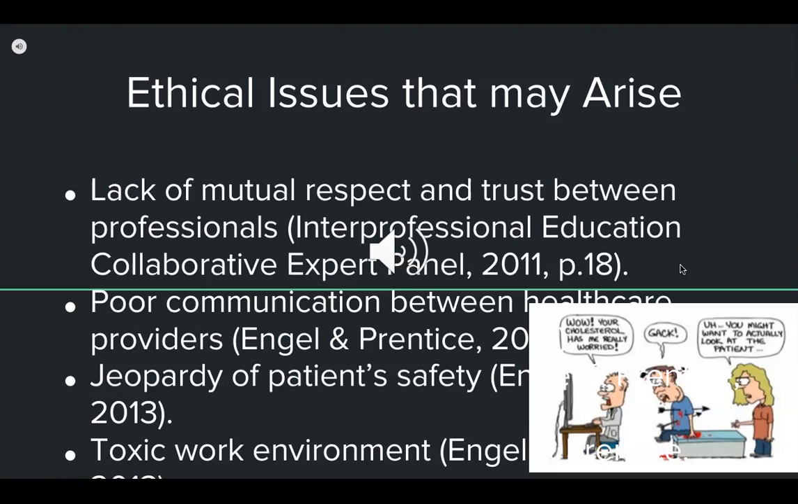Also, all of the above mentioned factors could contribute to a toxic work environment, and issues such as different perspectives about patient outcomes, power struggles among the team members, lack of role clarity, lack of understanding about roles and scope of practices of providers, as well as stereotyping can lead to low morale, which in turn will create a toxic work environment.